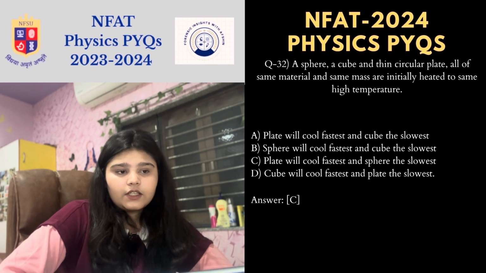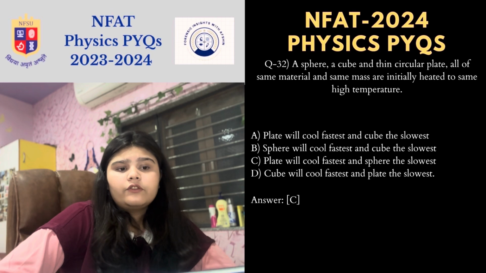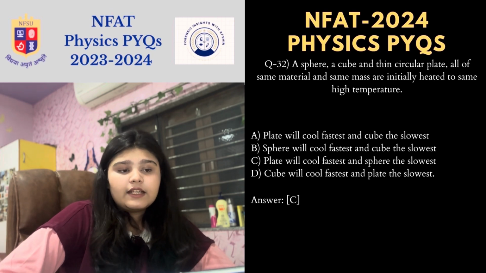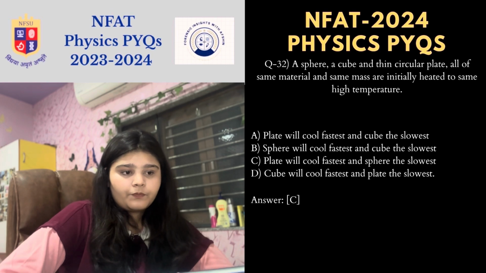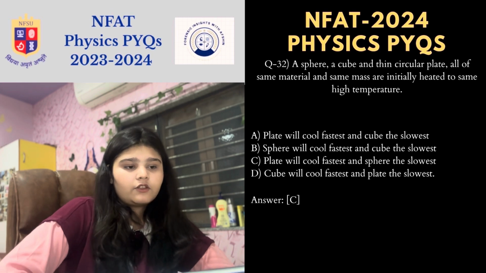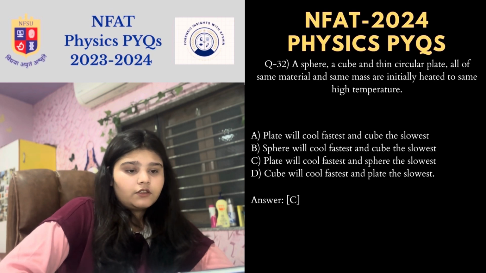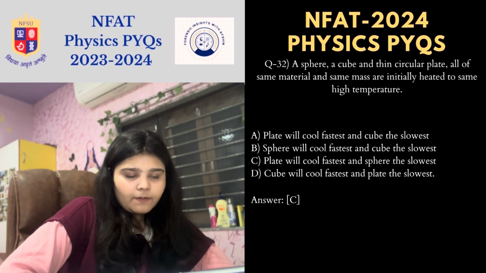Next, a sphere, a cube and a thin circular plate, all of same material and same mass, are initially heated to same high temperature. Plate will cool fastest and cube the slowest. Sphere will cool fastest, the cube the slowest. Plate will cool fastest and the sphere the slowest, and cube will cool fastest and the plate the slowest.